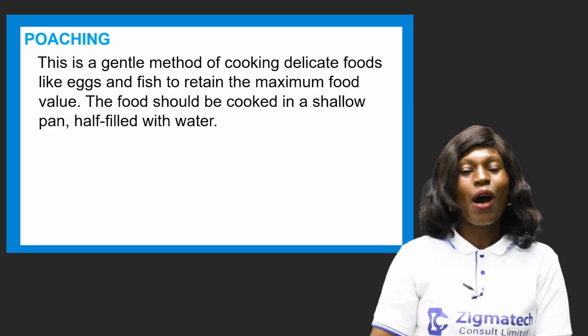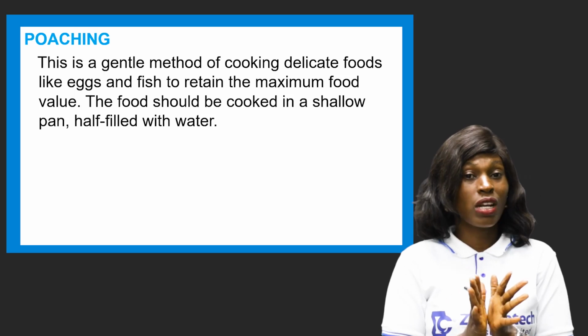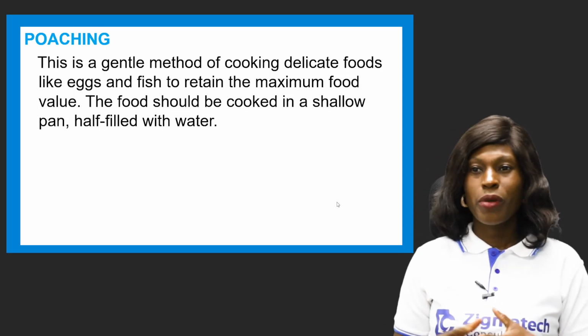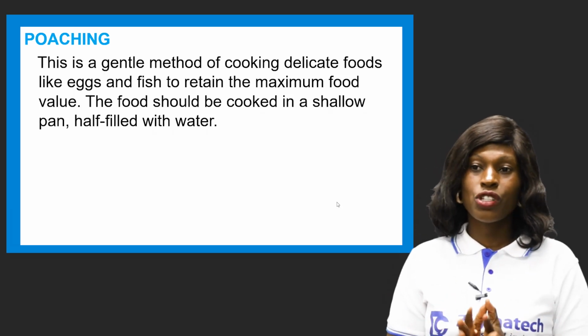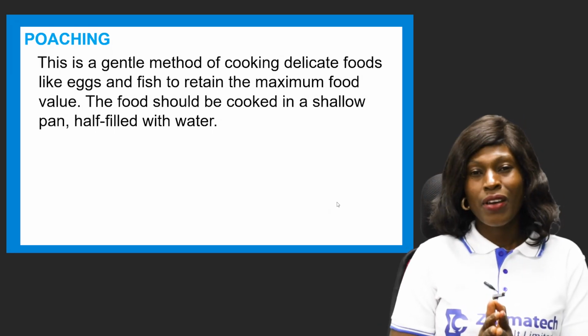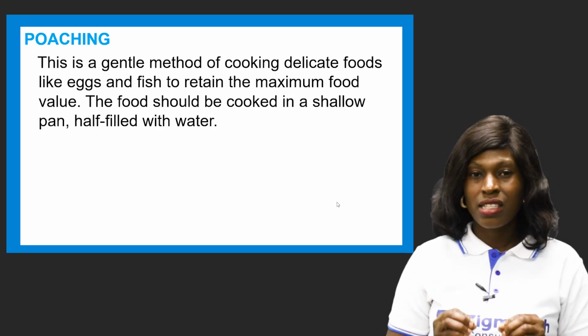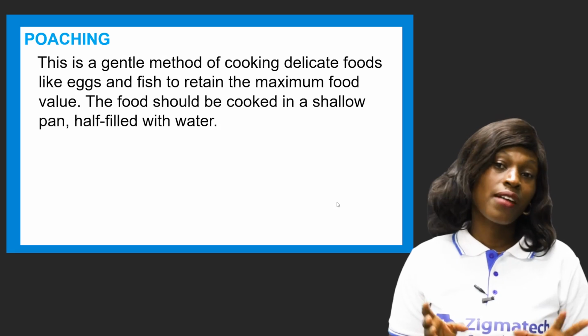And now, finally, we're going to look at this method of cooking, which is referred to as what? Poaching. Now, this is a gentle method of cooking delicate foods like eggs, fish, to retain the maximum food value. Okay, now this is very, very okay for invalids. This method of cooking is very okay because it retains what? The maximum food value when you have to cook them.